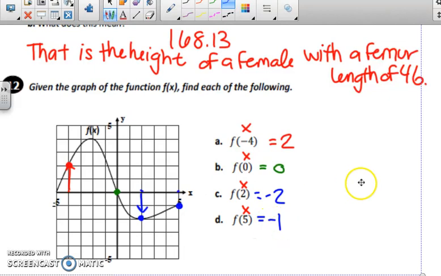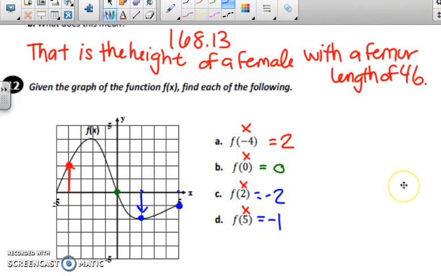Okay, so that is how you find the y values if they give you the x values, okay? So that is a video on functions.